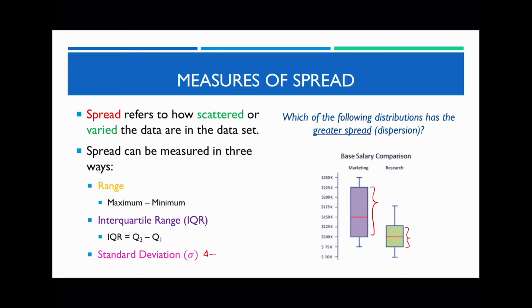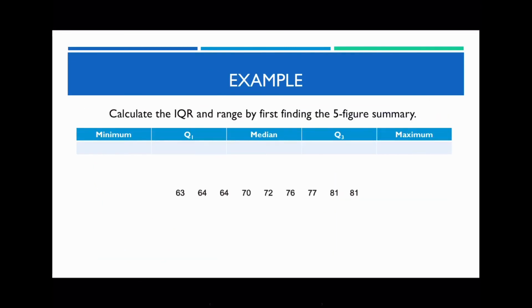Now, if you look at the example on the right-hand side, it reads: which of the following distributions or which of the following box plots has a greater spread. So in this case, spread just means how scattered the values are. So the wider something is, the more spread out it is. So in this case, you should agree with me that the first one is going to be a lot more varied, more scattered or spread out compared to the other box plot over here.